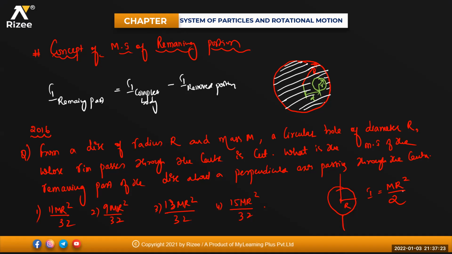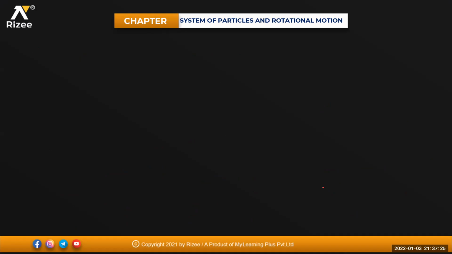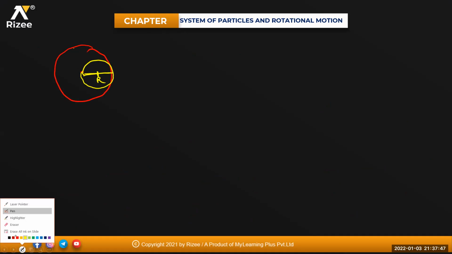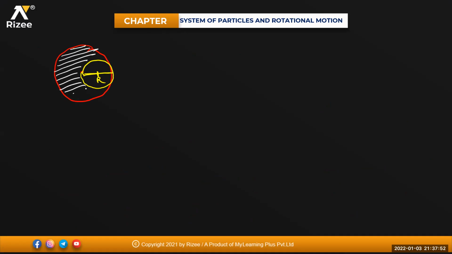Okay. Now, let me draw the diagram for you. See, this is your actual disk. This is your radius R. From this one, a part is removed, touching the center like this. Diameter of this one is equal to R, isn't it? That means this center is somewhere here. This is removed part. This one is remaining part. Got it, beta?